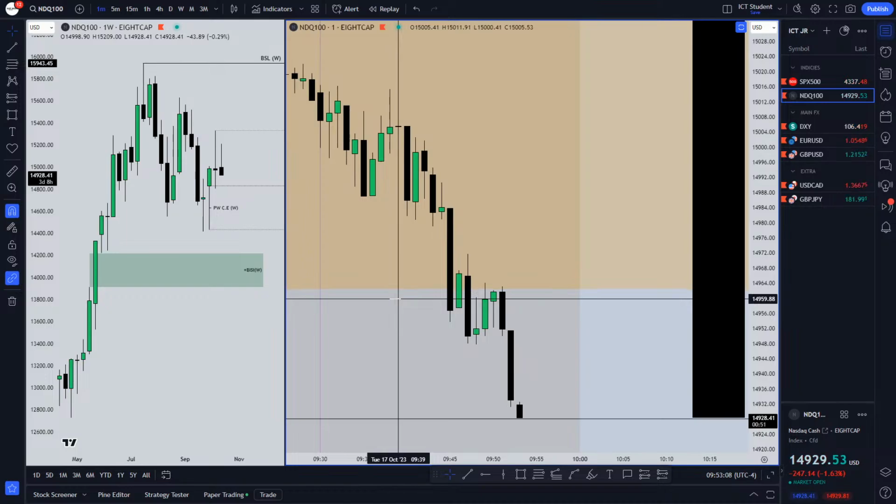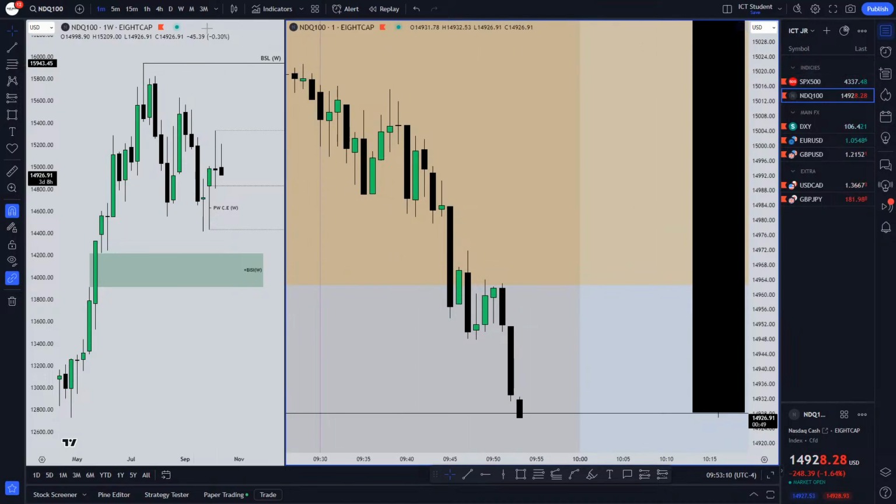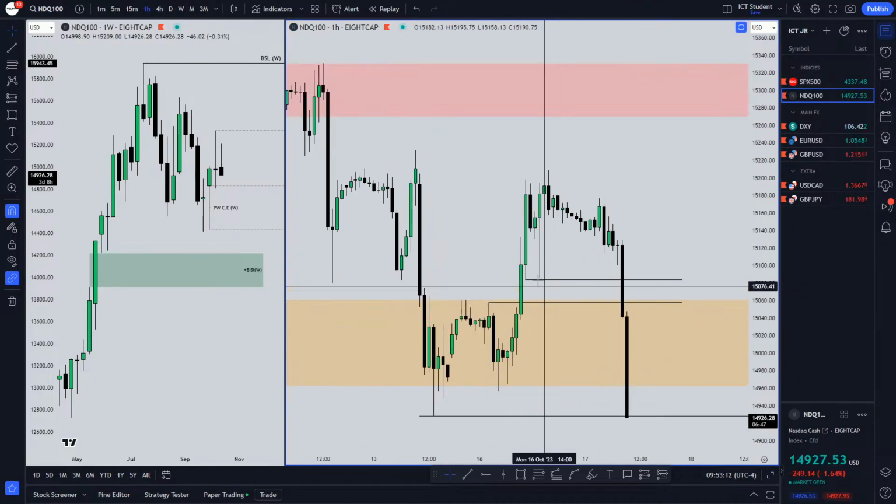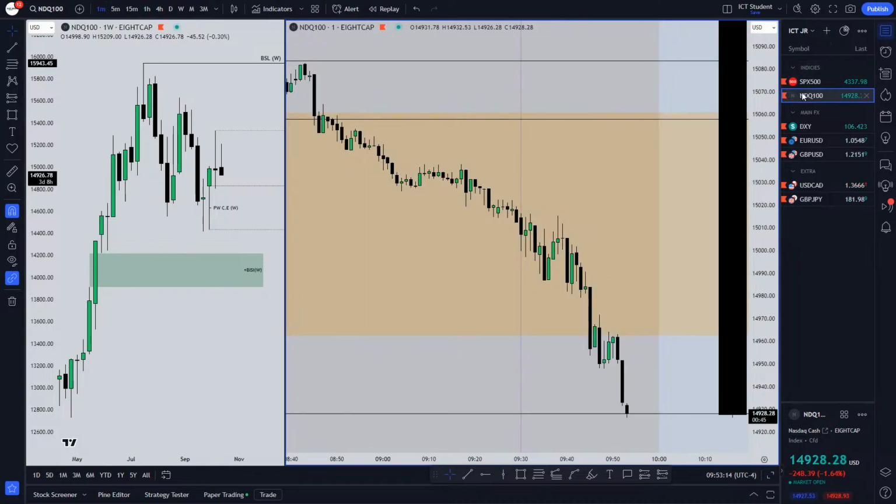Look at that, we're gonna take it out. Come on, we took it out. Boom, external level taken out. Boom. That would have been your trade right there. Final terminus hit. Scale out.